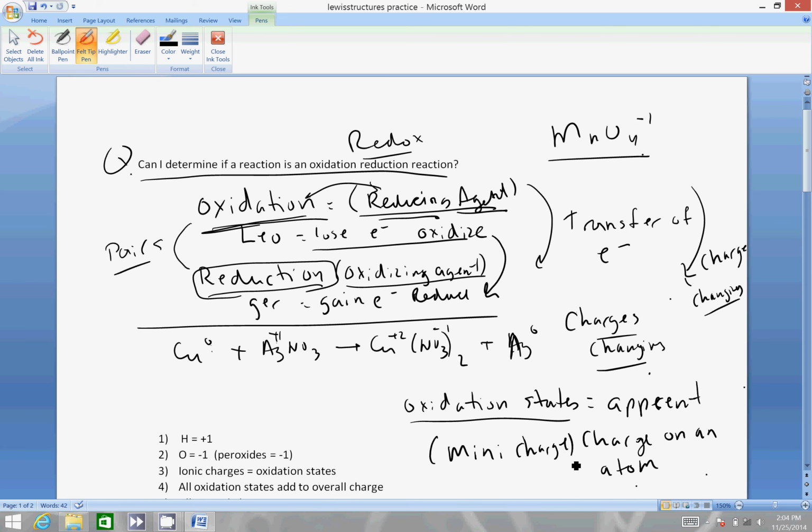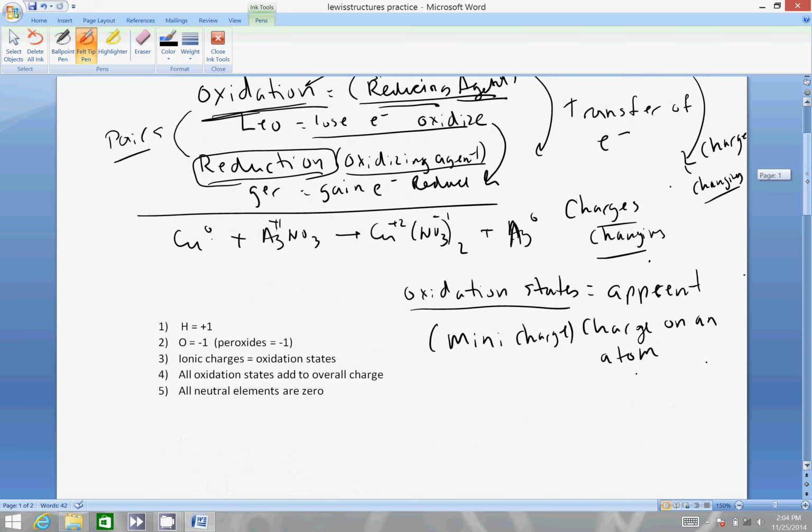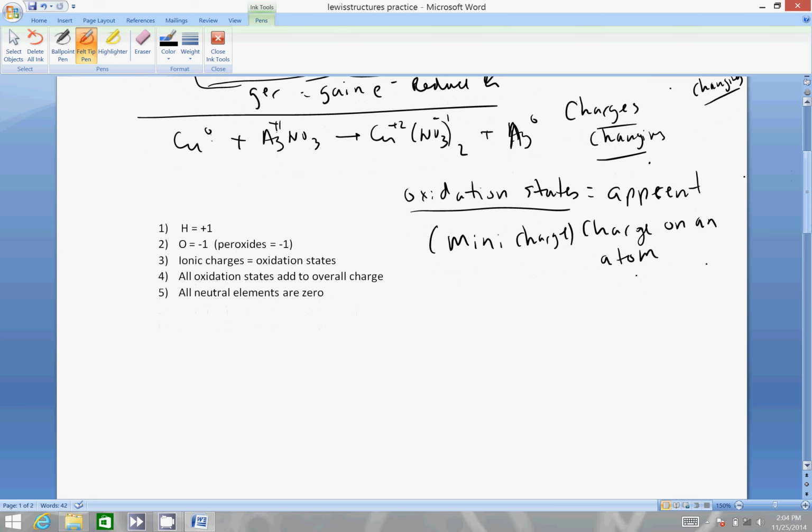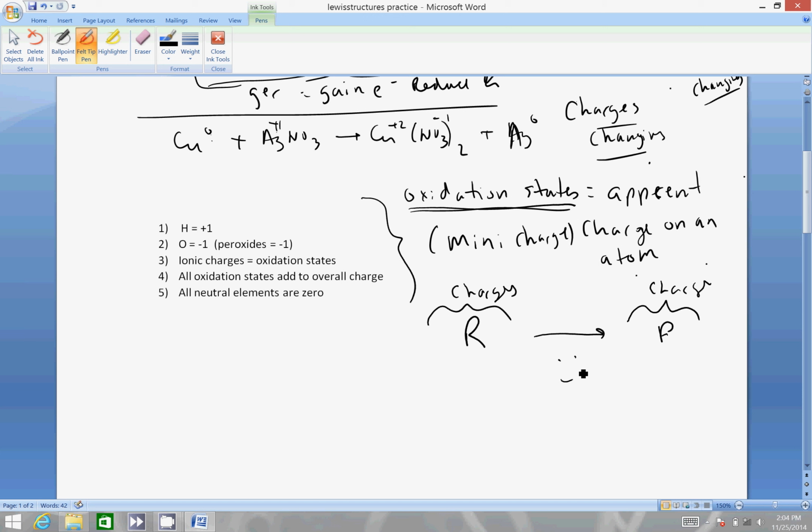Here are all of the rules for assigning oxidation states. All we're going to do is take our reactants and assign charges. These are called oxidation states. Then we use the same rules to apply the charges to our products. And we're going to look at whether the charges are changing from the reactants to the products. If they are, then we're a redox. If not, then we're not a redox reaction. So a few examples here.